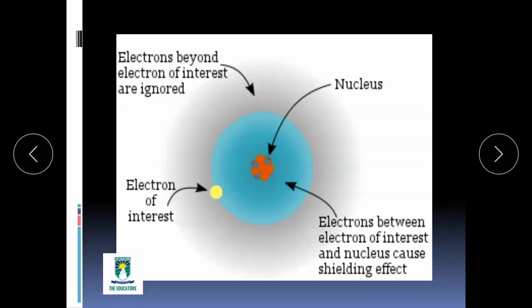Look here, where the positively charged nucleus is present, and this is the outermost electron. The nucleus will definitely apply the force of attraction on this electron, but the electrons which are present in the inner shell will repel this electron away from the nucleus. So the reduction in the force of attraction between the nucleus and the outermost electron due to the inner electrons is called the shielding effect.